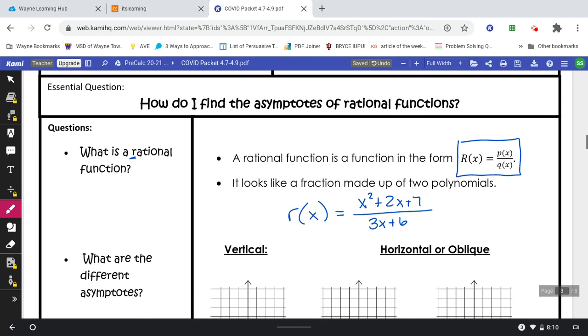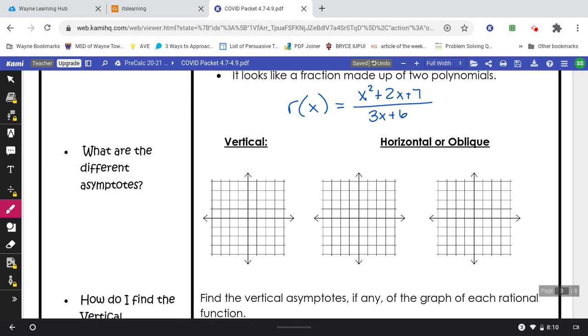There are three different types of asymptote lines, and asymptote lines are where the graph never crosses or touches. You have a vertical asymptote line, which, let's say, I'm just going to make this up, I'm going to put right here. That would be a vertical asymptote line of x equals 2. It crosses through the x-axis at 2.